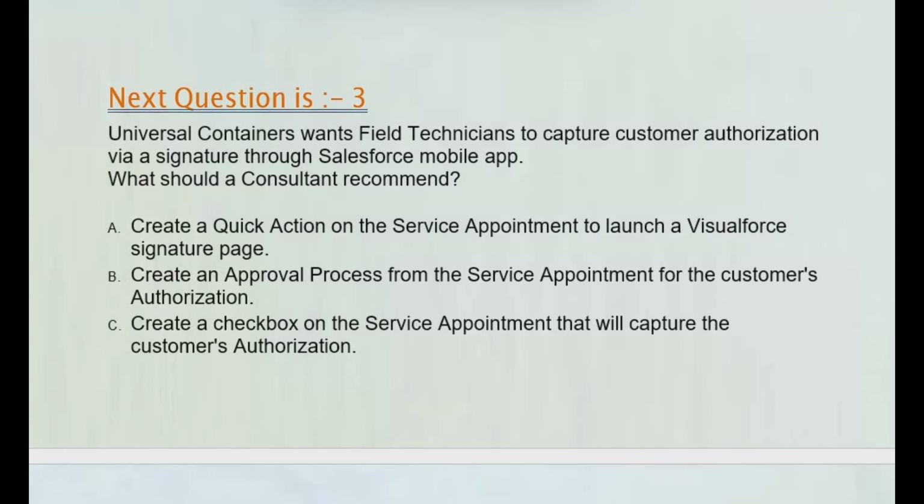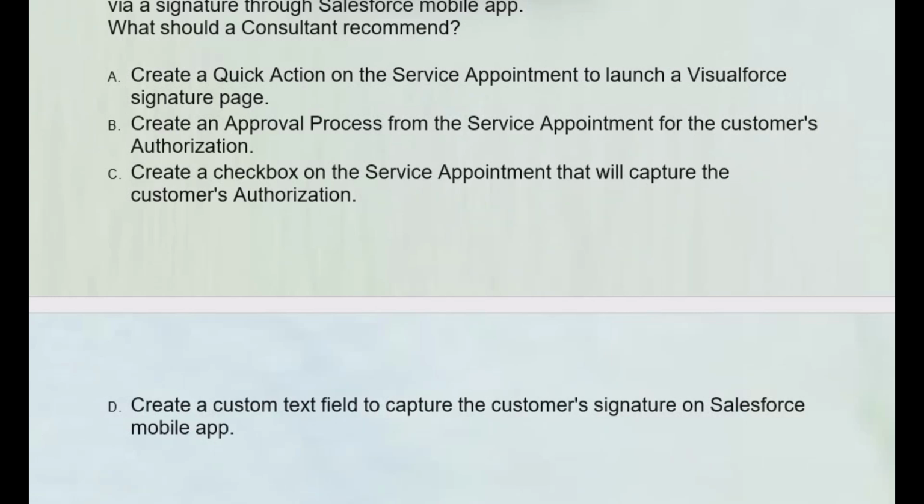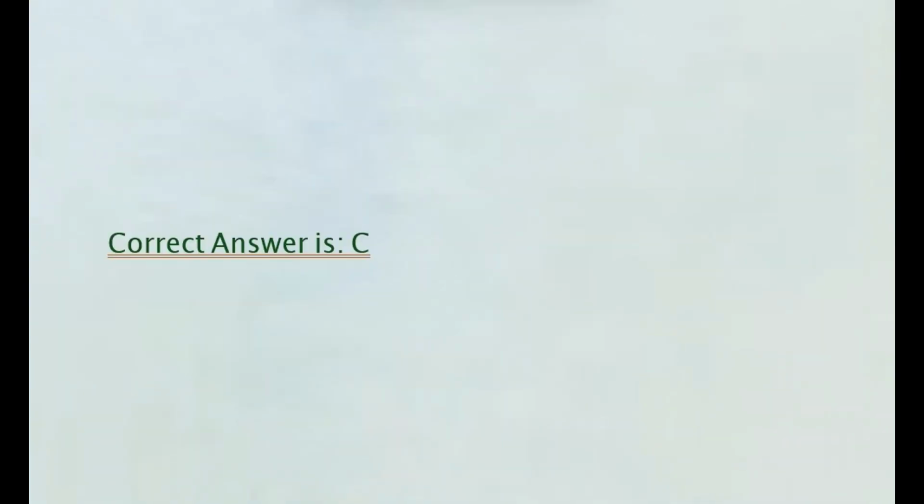Option A. Create a quick action on the service appointment to launch a Visualforce signature page. Option B. Create an approval process from the service appointment for the customer's authorization. Option C. Create a checkbox on the service appointment that will capture the customer's authorization. Option D. Create a custom text field to capture the customer's signature on Salesforce mobile app. Correct answer is option C.